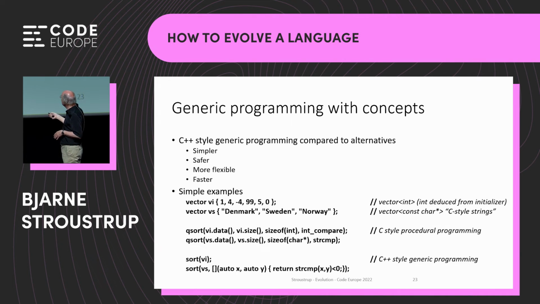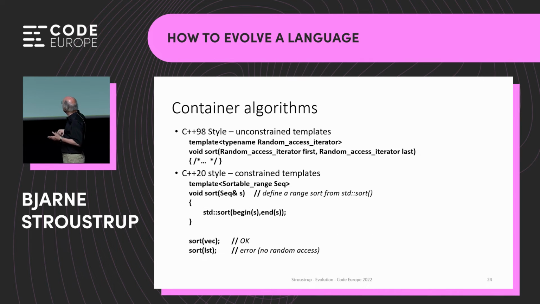A vector is parameterized on the element type and on the kind of container it is and the operations it's doing. So here's an example, C++98 style, of unconstrained templates. This was the way we wrote code for about 20 years because we didn't know how to implement something better. I'm saying that there should be a type, which I called random access iterator, and sort takes two of those. And then we write code hoping that the type we fed to the call of sort really was a random access iterator.